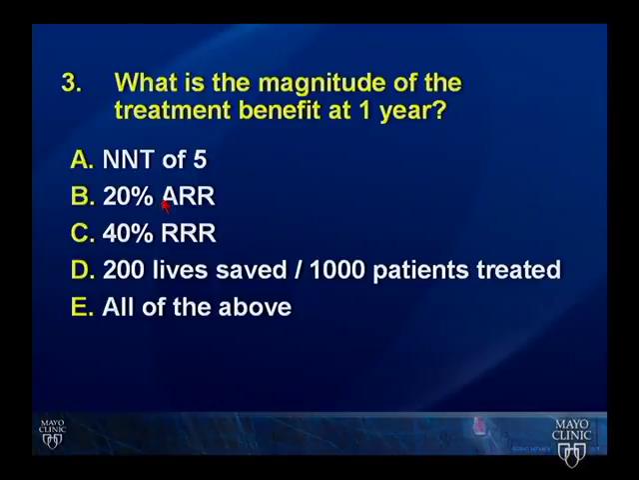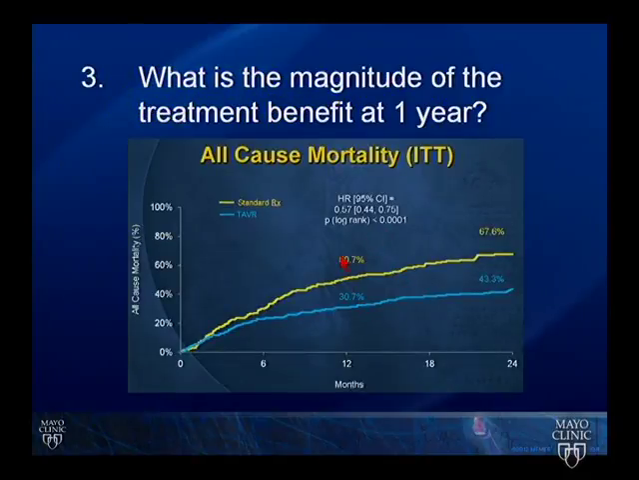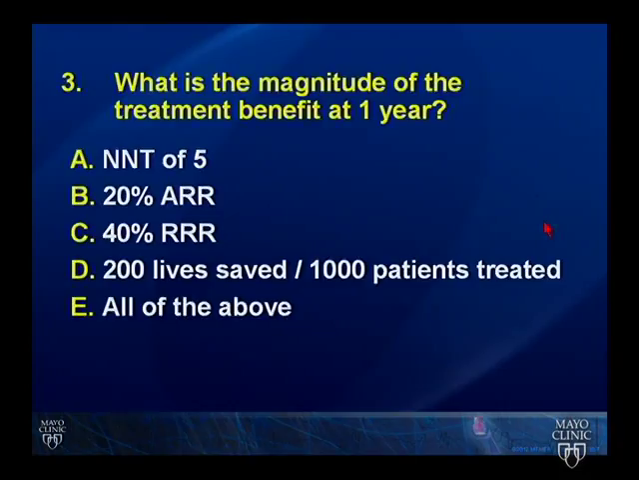This says the exact same thing, a 20% absolute risk reduction. The 40% relative risk reduction means that this 20% is 40% of that 50%. That's all that's saying. 200 lives per 1,000 patients treated, I've explained that. So in essence, these are all saying the same thing, using different units.